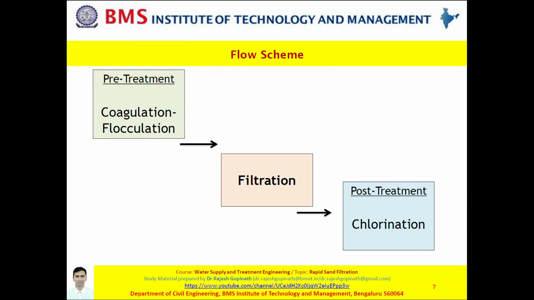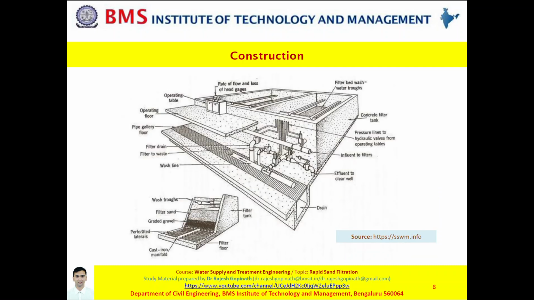Let's see where exactly your filter fits. Unlike slow sand filters, wherein there was a mandated condition that the water must enter after passing through plain sedimentation, however, should not pass through coagulation, in the context of rapid sand filter, it is mandatory that the water should pass through coagulation, flocculation, and only then enter the rapid sand filter. Slide 8 shows you a typical construction of a rapid sand filter. Let's look at something simpler by moving on to slide 9.